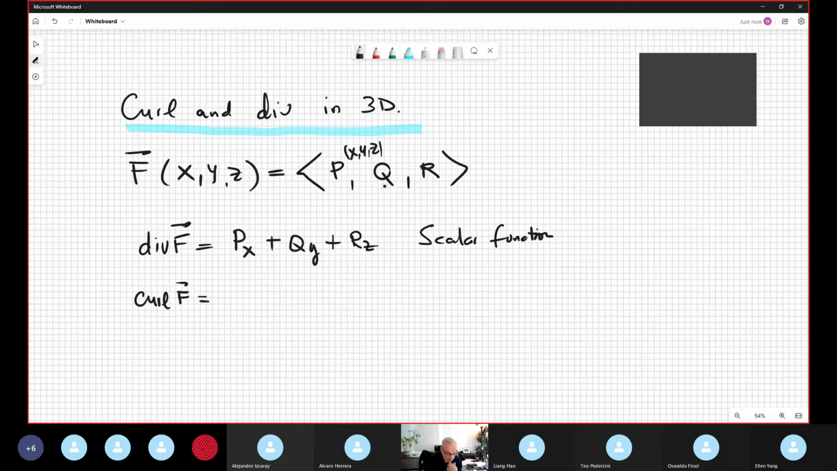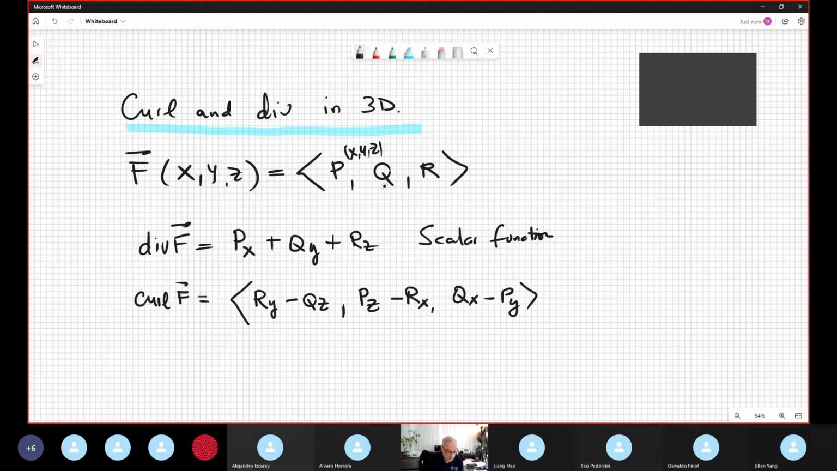In 3D, yes, it's a vector. And this vector, the definition is a little bit complicated. The first component is R, partial derivative with respect to y, minus Q, partial derivative with respect to z, comma, Pz minus Rx, comma, Qx minus Py. But nobody memorizes this formula.